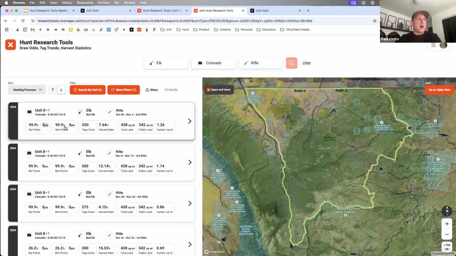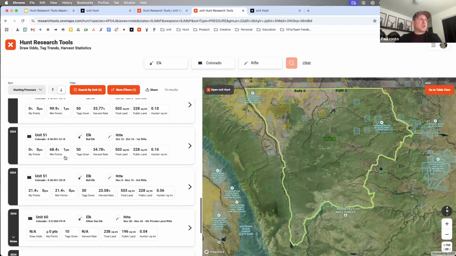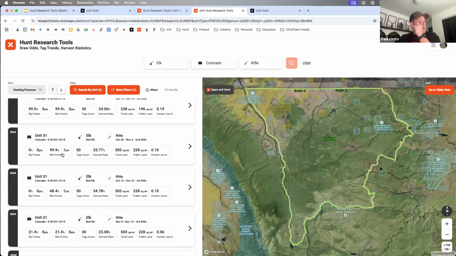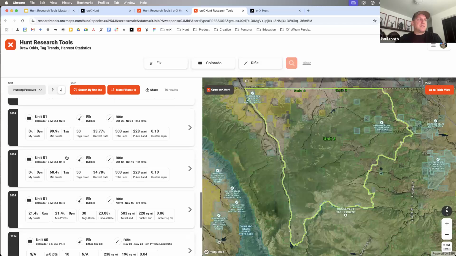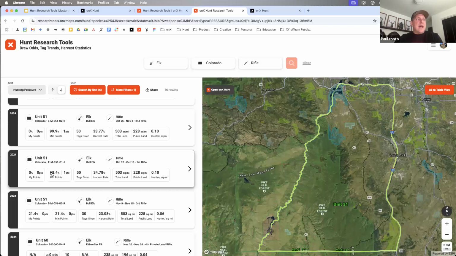So min points to draw. This is the preference point draw. So let me find one that has actual preference points. So here's a good example. So this is what I was talking about, the break even point level. So at 1 point last year, this one's probably best, this unit 51 card. At 1 point, last year, anyone with 1 point had a 68.4% chance of getting this tag.